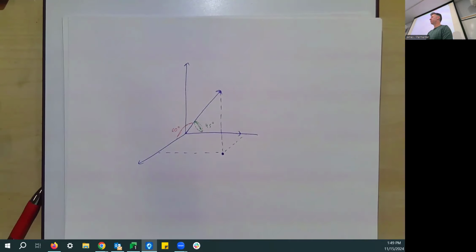What section is this from? Or is it from a section? One of you wrote it on the board. Right. Oh, okay. All right.